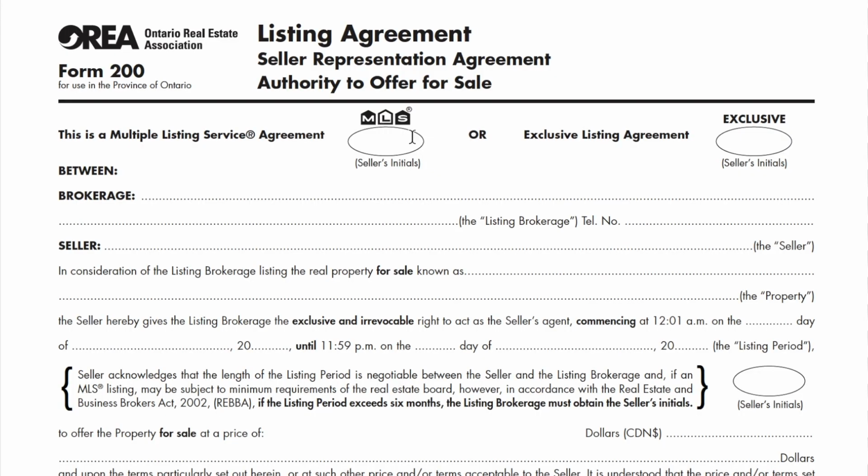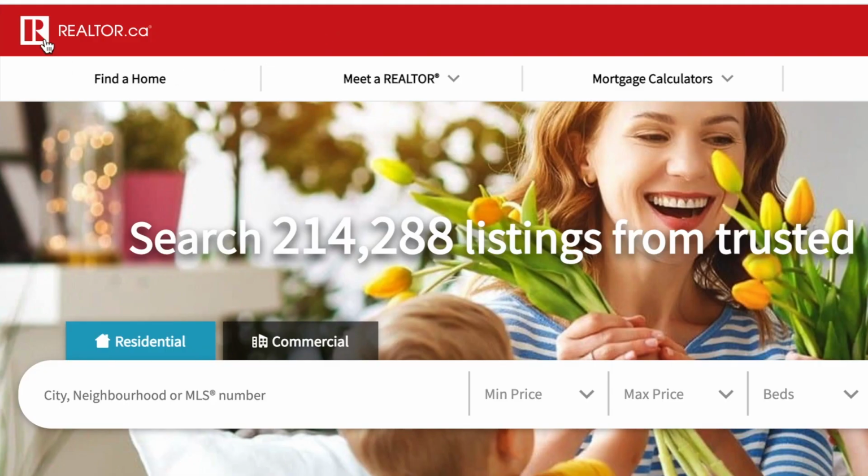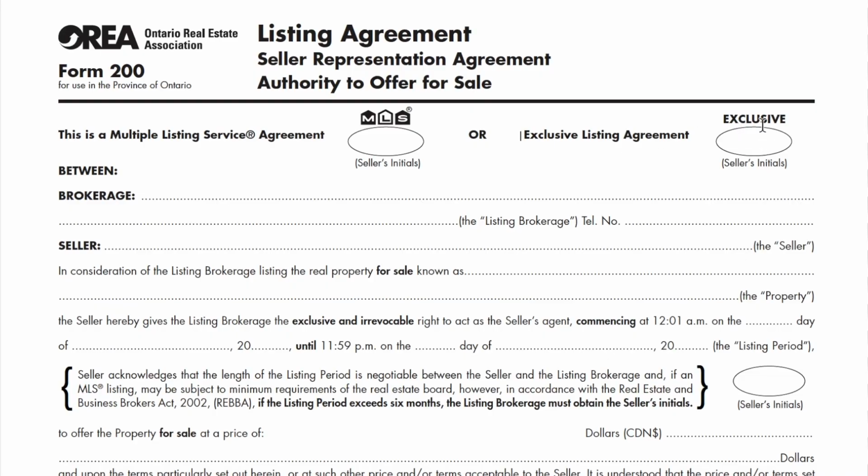Right away at the top you have two options, MLS or exclusive. We might be getting initials from our clients on either of these, and we also could be getting them on both eventually. MLS just means if the property is going to be listed on the MLS, so meaning Realtor.ca, and we are going to be cooperating with other real estate agents. Exclusive is exactly what it sounds like. The seller wants to list exclusively with us and doesn't want their home to be on the MLS. Very rare, but it can happen from time to time.